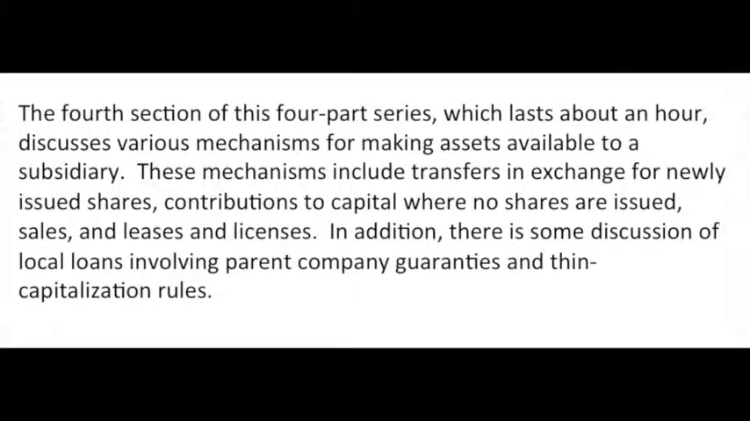The 4th section of this 4-part series, which lasts about an hour, discusses various mechanisms for making assets available to a subsidiary. These mechanisms include transfers in exchange for newly issued shares, contributions to capital where no shares are issued, sales, and leases and licenses. In addition, there is some discussion of local loans involving parent company guarantees and thin capitalization rules.